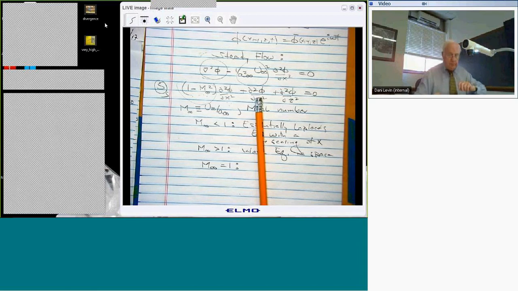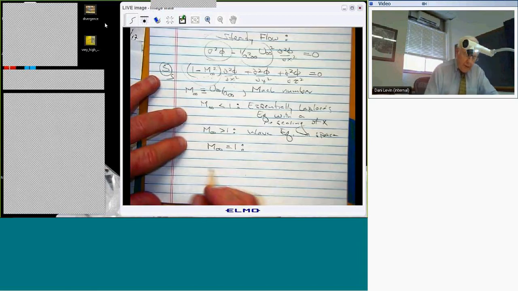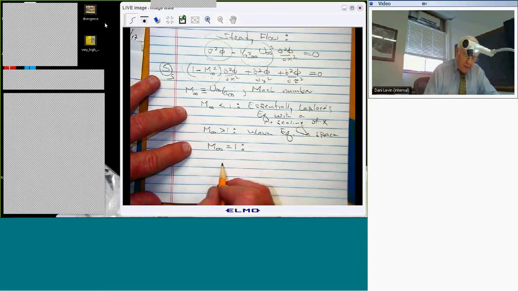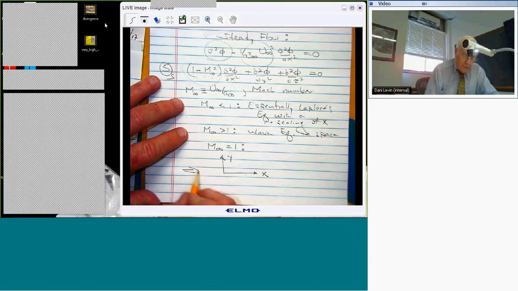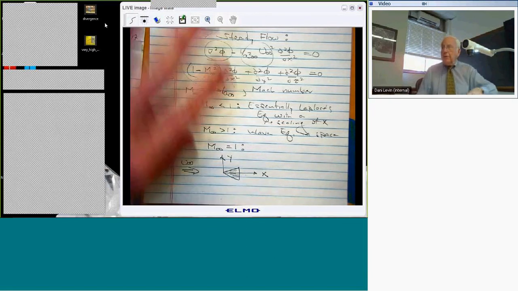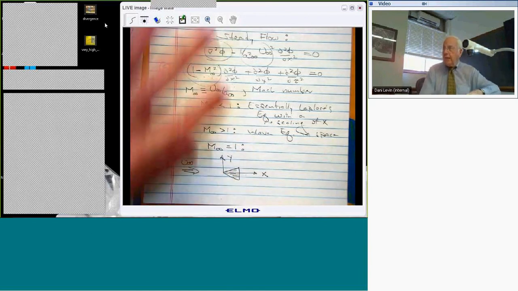Well, let me draw a picture on here. I'll look down on, here's the x direction, here's the y direction, the z is coming out of the board, right? And so if I have a flow velocity u infinity, and I have a delta wing like this, then this is definitely three-dimensional. It's not only Z, but things are happening in Y and X and so forth.